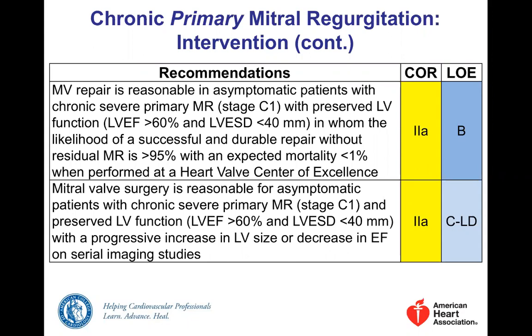Mitral valve surgery is reasonable for asymptomatic patients with chronic severe primary mitral regurgitation, stage C1, and preserved LV function, ejection fraction more than 60, or end systolic diameter less than 40, with a progressive increase in LV size or decrease in ejection fraction on serial imaging studies. This is a class 2A.